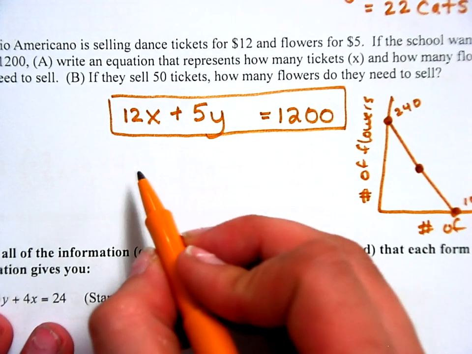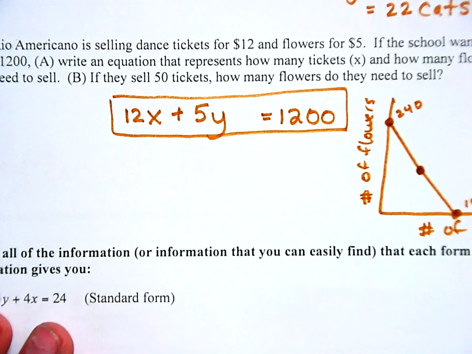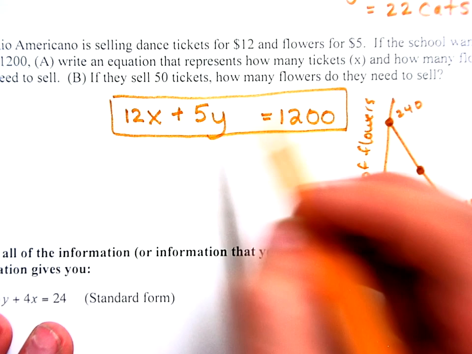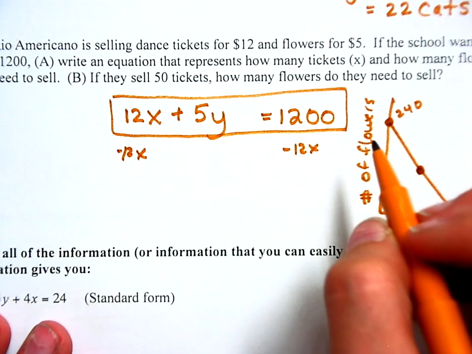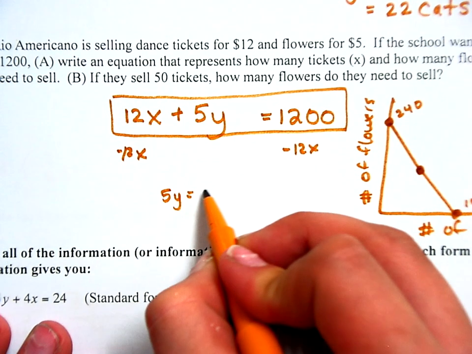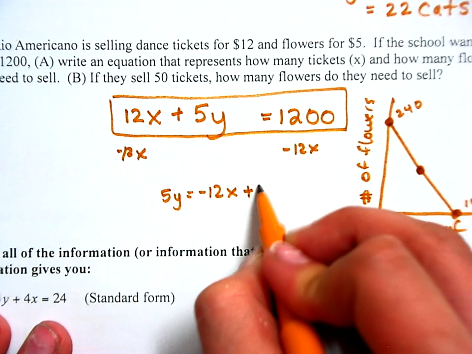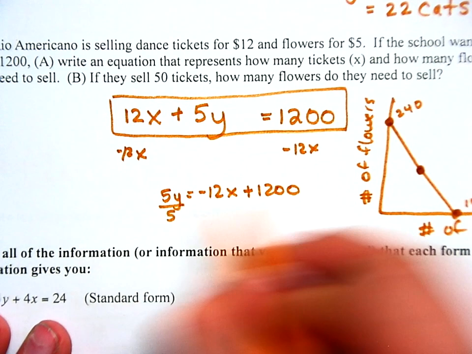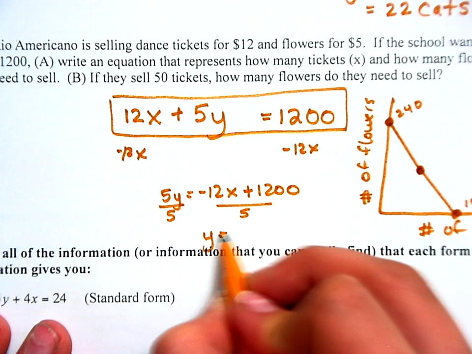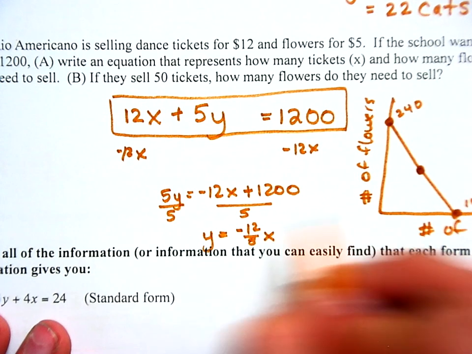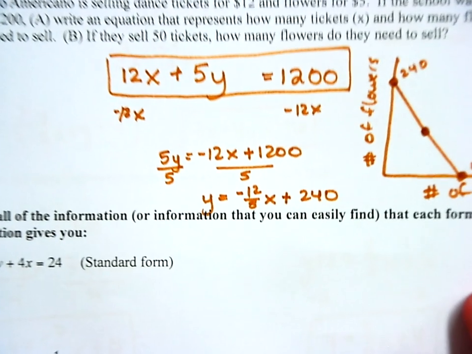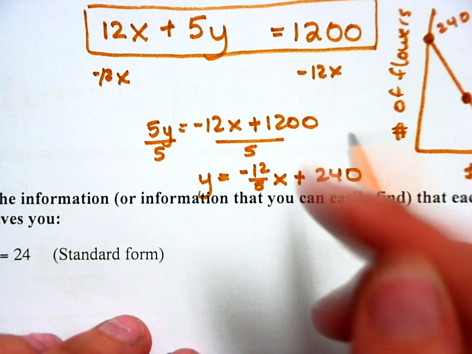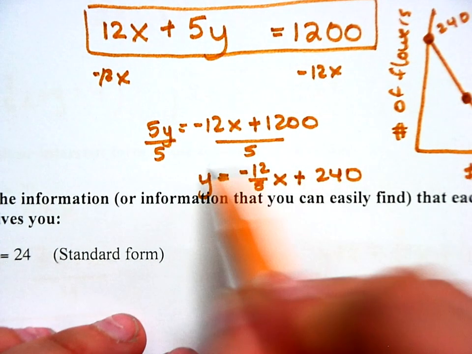But instead, I'm going to use some algebra. So what I'm going to do is solve this equation for y, because remember, y is flowers, and that's what I want to know. So I'm going to subtract 12x, subtract 12x. So I've got 5y equals negative 12x plus 1200, and divide everything by 5. So I've got y equals negative 12 over 5 x plus 240. And then to solve this, we are going to input 50 for x and then solve for y.